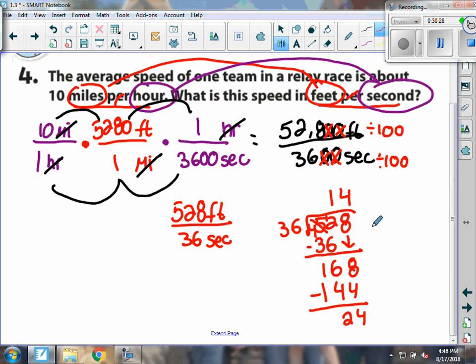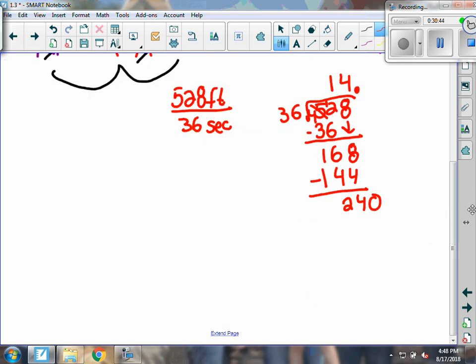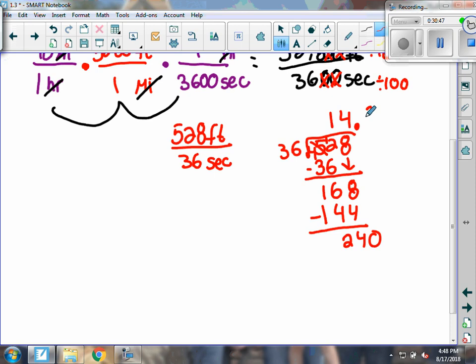36 doesn't go into 24, and I don't have any more numbers. So I have to add a decimal before I add a 0 down here. I need to figure out how many times 36 goes into 240. It's going to go in 6 times. I'll give myself a little bit more room. So it's going to be 6. 36 times 6 is equal to 216. I'm going to subtract this, carry my 1s. 10 minus 6 is 4. 3 minus 1 is 2. Okay, it doesn't go into 24, so I've got to add a 0.